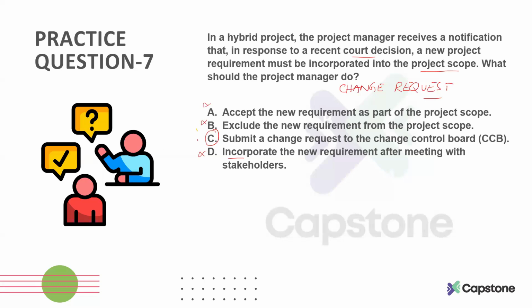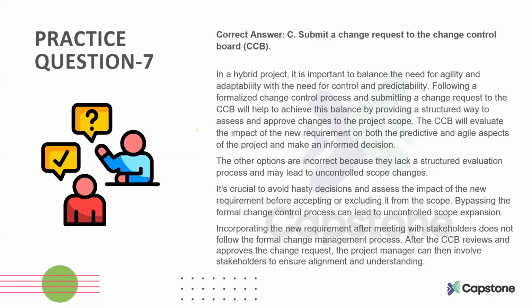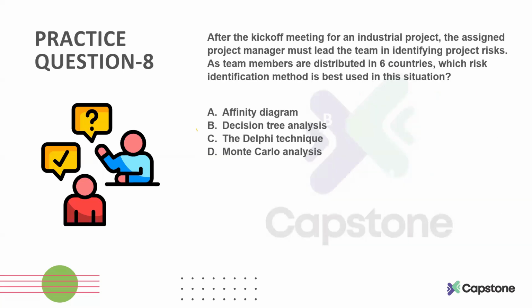For their decision, you first need to submit the change request. If they approve it, you update the change log, inform the stakeholders, update your baselines, and then start implementing it. If the change is not approved, you update your change log and inform the relevant stakeholders that the change is not approved. This is how the change management process goes in project management. So C is the right choice for this question. Here is the explanation, which we discussed already. All right, let's go to the 8th question.